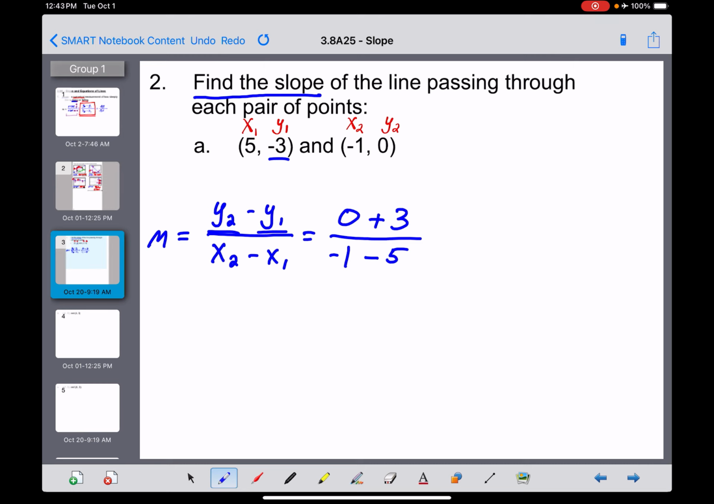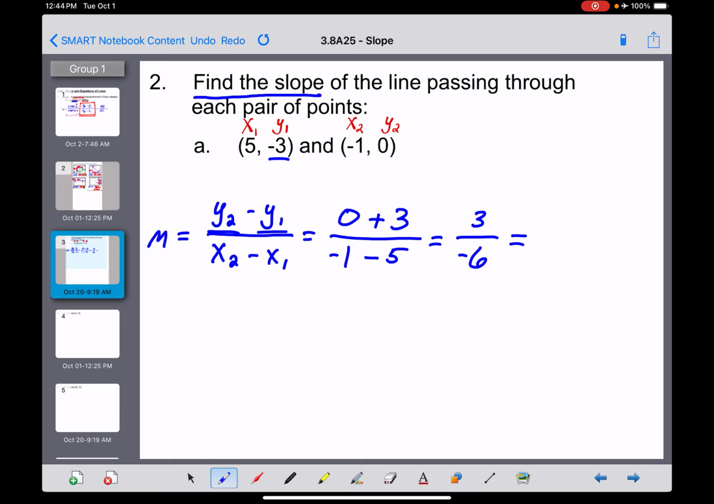Now you could go to your calculator right now and type all of this in and it would get you the answer here, guys, but I don't think this one is too tough to do by hand. In the numerator, 0 plus 3 is 3, and in the denominator, -1 minus 5 is -6. Two things. If you want to get full credit on a slope problem, guys, you've got to simplify your fractions.